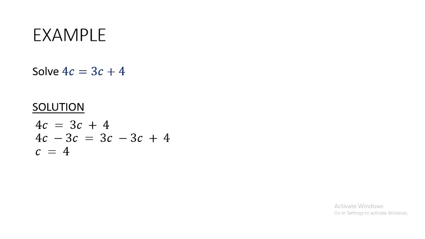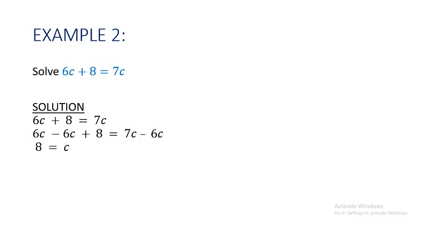In the second step, you are going to say 4c minus 3c is equal to 3c minus 3c plus 4. So 3c minus 3c, the answer is 0, so we are remaining with 4. And on the other side, 4c minus 3c, the answer is c. Therefore, c is equal to 4. For you to verify whether this answer is correct or not, you can just substitute 4 for c in our original equation in that particular question.